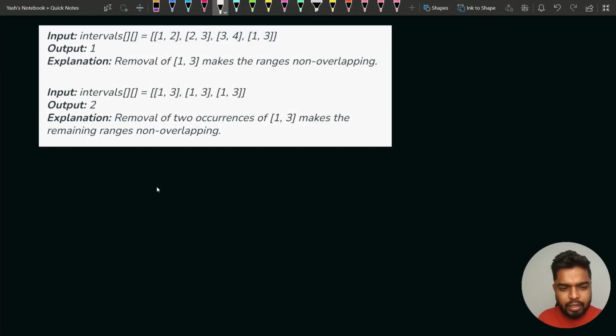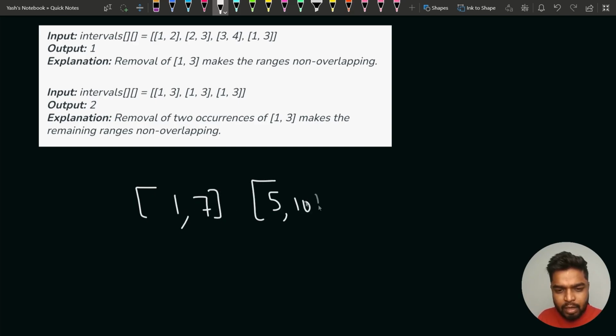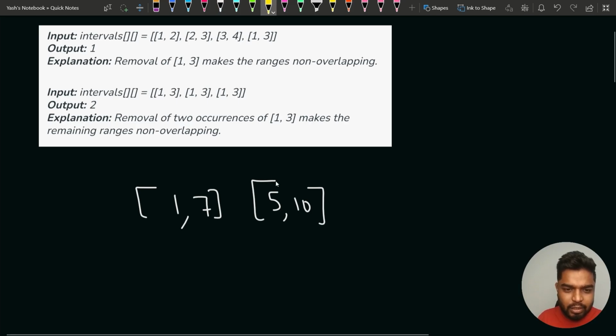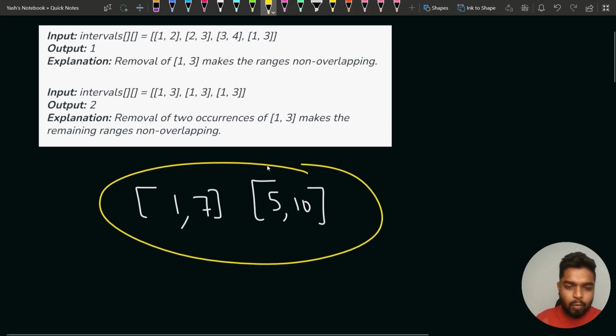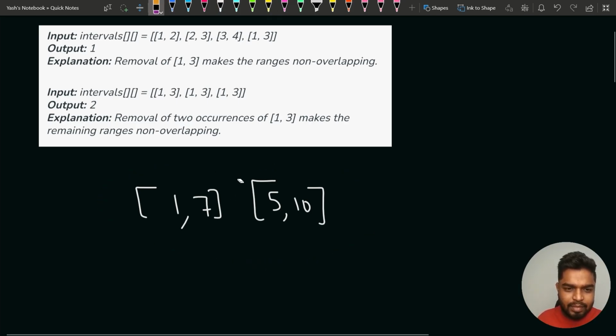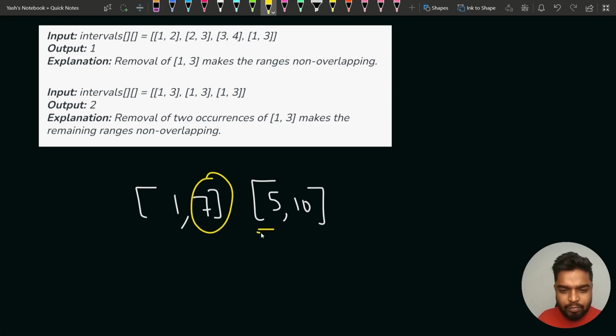Suppose that we have got two intervals. Let's say we have got one interval like 1, 7 and another interval is, let's say, 5, 10 here. Do these two intervals overlap? Yes, these two intervals definitely overlap. Now, why do they overlap? Because you can see that the ending time of this interval is greater than the starting time of the next interval. So that is why these two intervals will definitely overlap with each other.